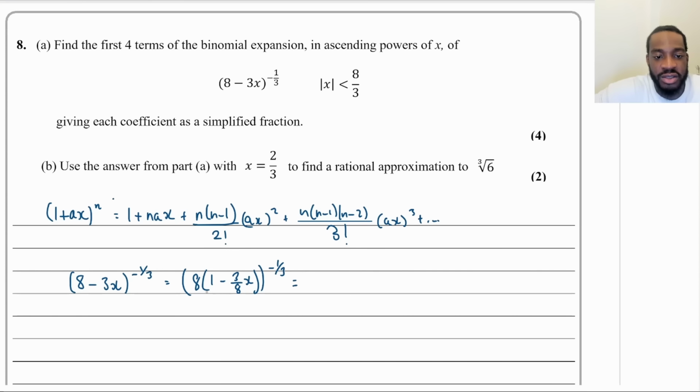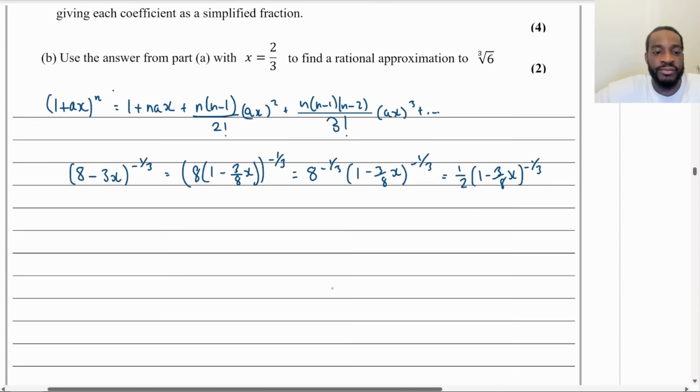And then from our index laws, we have a product to this power, so we can split it. So it becomes 8 to the minus a third multiplied by 1 minus 3 over 8 x to the minus a third. And 8 to the minus a third, that's going to be a half, isn't it? You can put it in your calculator. So it's going to be 1/2 multiplied by 1 minus 3 over 8 x to the minus a third. So we just need to figure out the expansion of that.